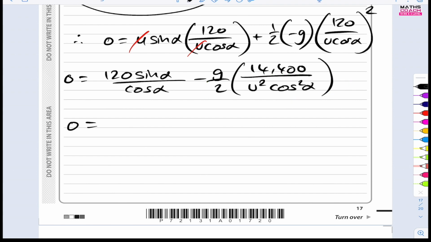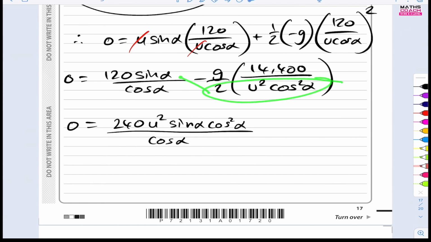The 120 is going to be multiplied by the 2, so it's going to be 240 u squared, and then sine alpha cos squared alpha all over cos alpha. So all I've done here is multiplied this over there. There's loads of ways you can do this. This is not the only way. So if you've got a way, a vision of how you're going to do this, no problem, go ahead and do that. And then on this side, what's going to be left is just 14,400 g, because all of that multiplied up there.